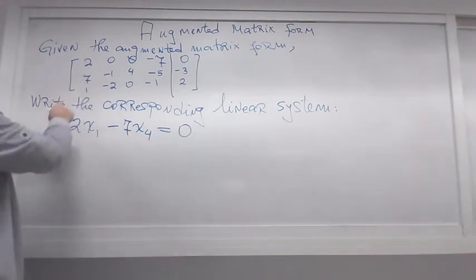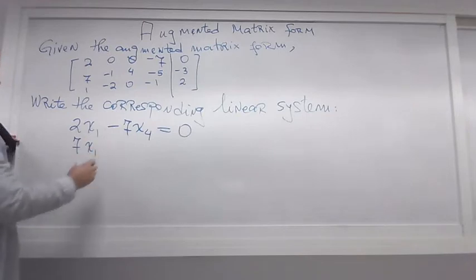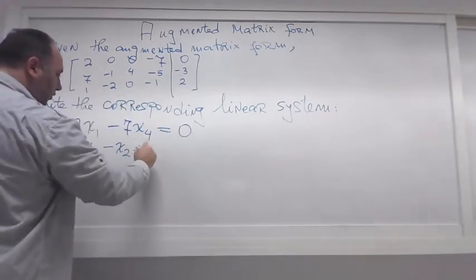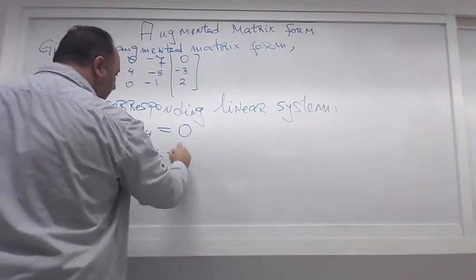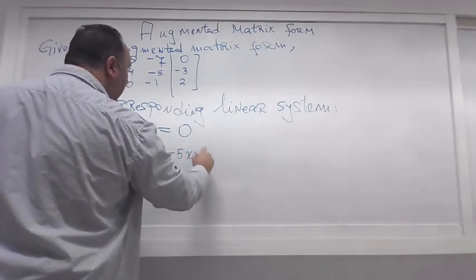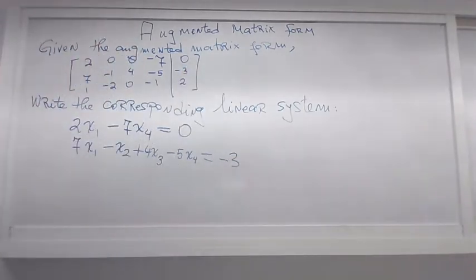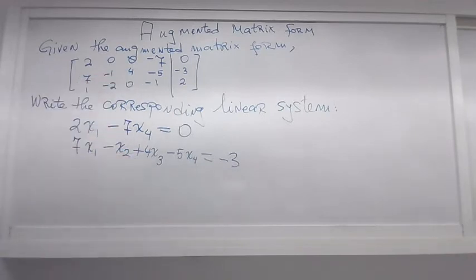Okay, second equation. Second row gives coefficients: 7x1 minus x2, plus 4x3, and then minus 5x4 equal to minus 3. Ta-da! So I have my coefficients all in the right order.